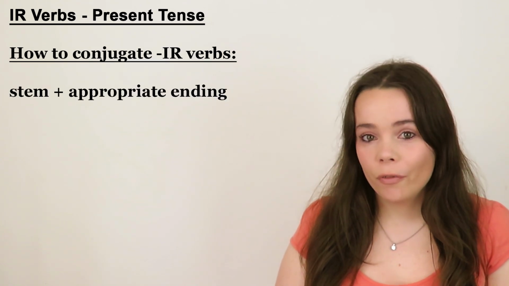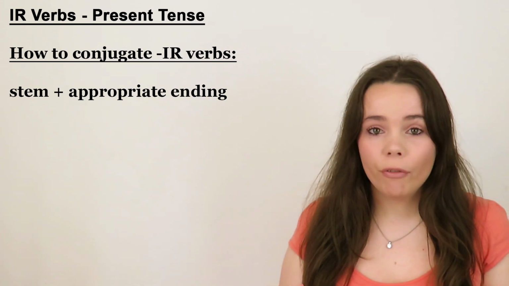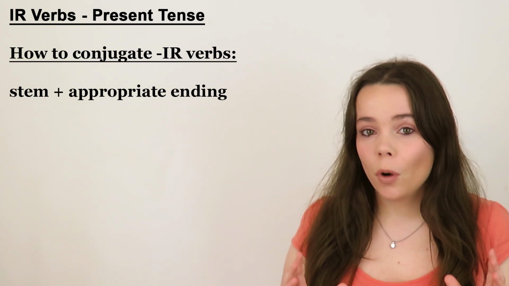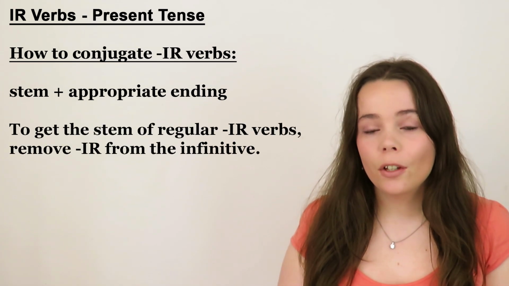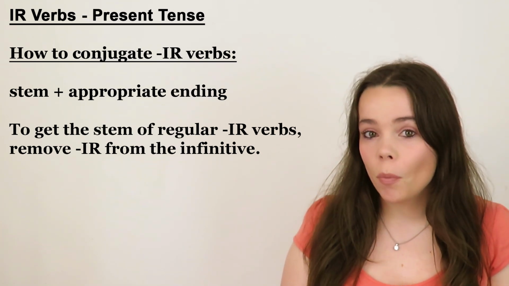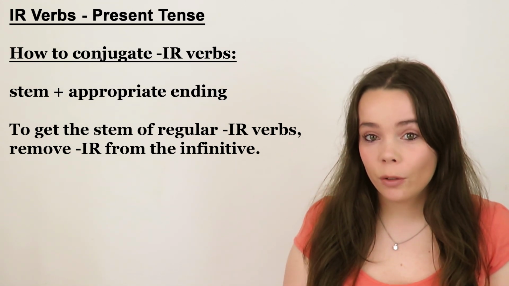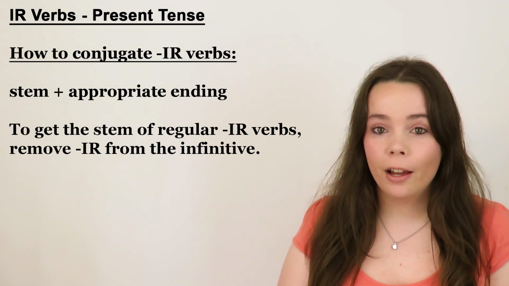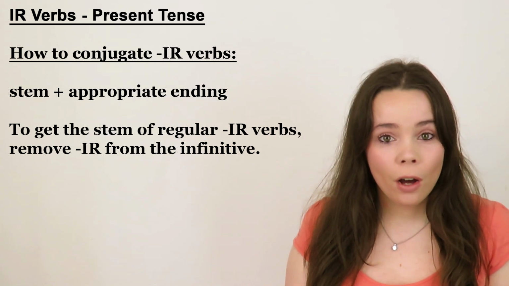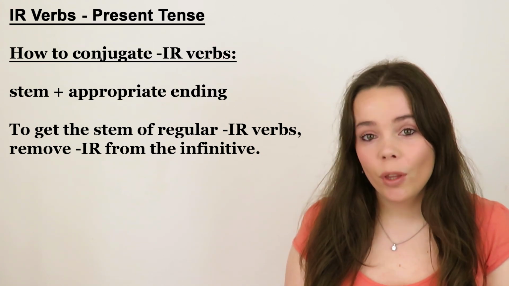To conjugate regular IR verbs, we first need to work out their stem. The stem is the first part of the verb that remains the same no matter what subject it is used with. To get the stem of regular IR verbs, all you need to do is take the infinitive, the form that you would actually find in the dictionary, the IR form, for example, finir, to finish, and knock off IR. So for finir, when we knock off IR, we are left with fin. Fin is the stem in the present tense for the verb finir.